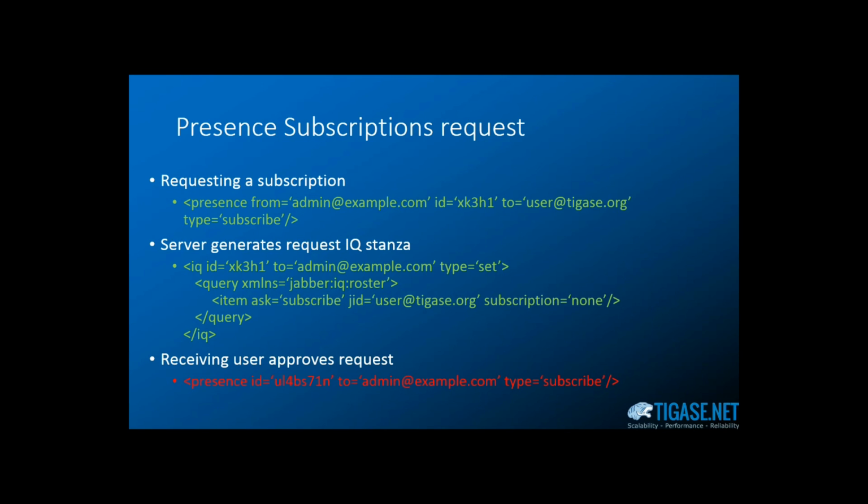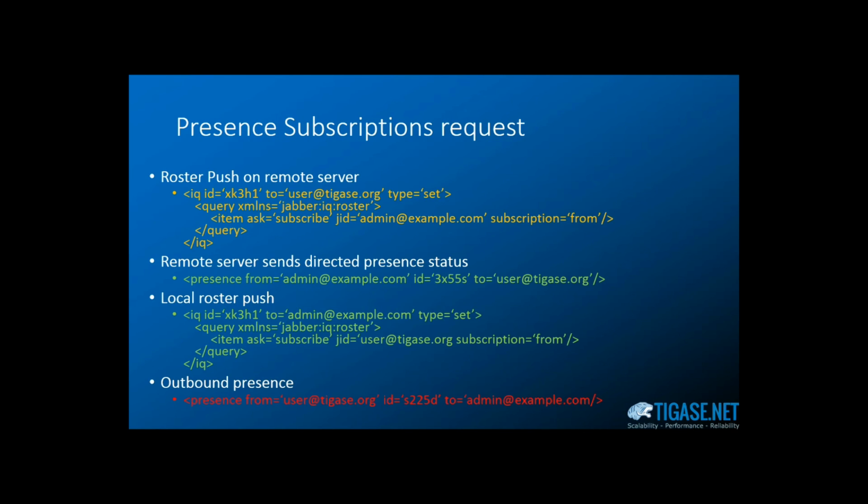Here's a brief example of a presence subscription request. The initial request is sent using a presence stanza from admin@example.com. In this case, we're asking to get a subscription from user@tigase.org. The server then takes that presence stanza and generates a request IQ stanza and then sends it off to user@tigase.org. As you can see here, it initiates with a subscription type of none. The receiving user sends a presence stanza to its server saying that it wishes to subscribe.